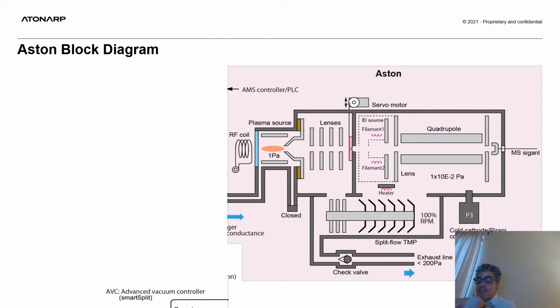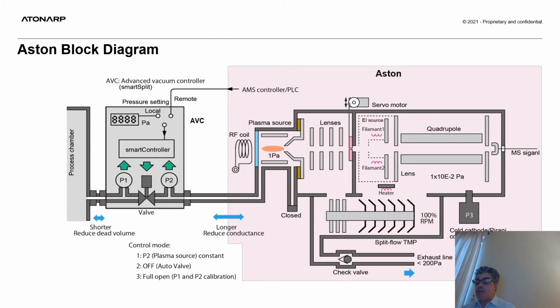Upstream of ASTON is an optional flow regulator called AVC, or Advanced Vacuum Controller. It consists of a fast responding ALD valve and two pressure transducers on either side.